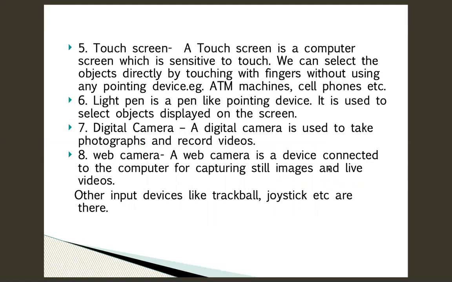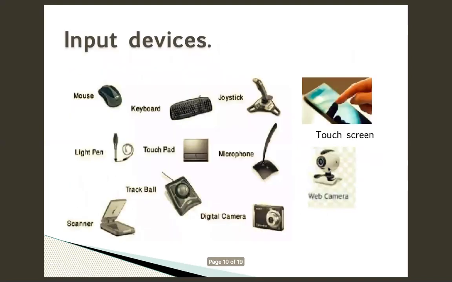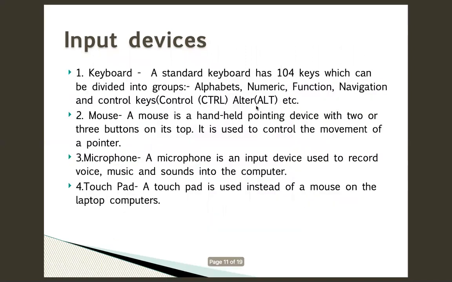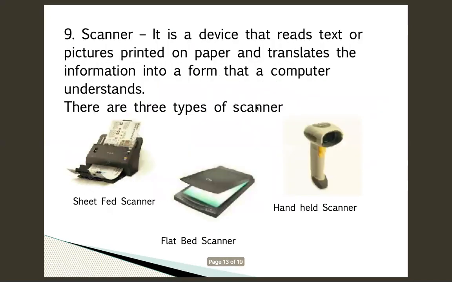Trackball and joystick, again the input devices. Trackball is similar to mouse. It has a ball on its top, right? And joystick is a remote that you use to play the games. Last one, input devices, scanner. Scanner will directly copy your content into the computer. There are three types of scanner: sheet-fed, flatbed, and handheld scanner.